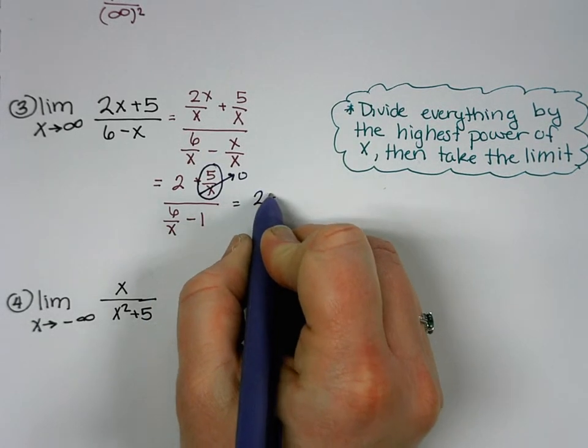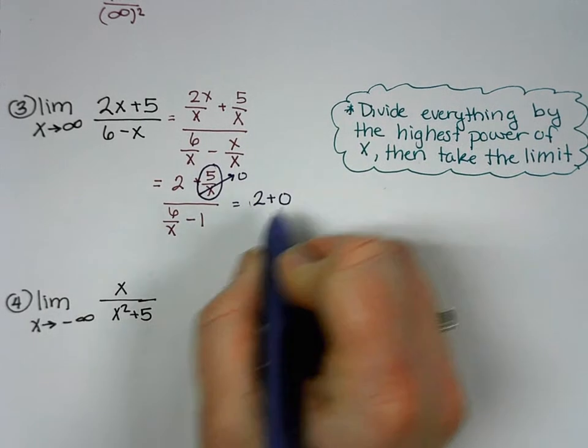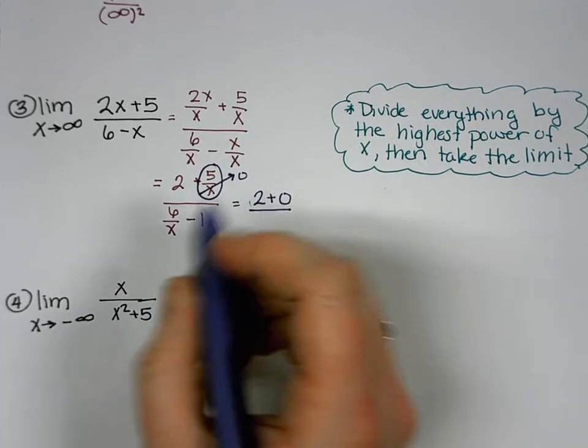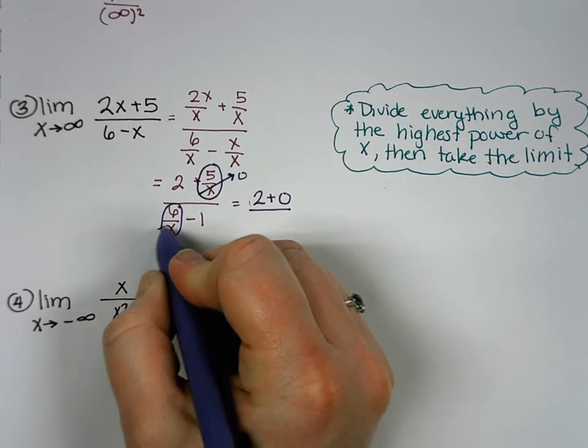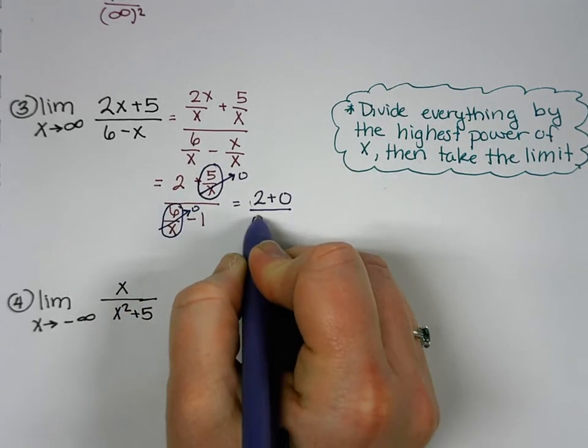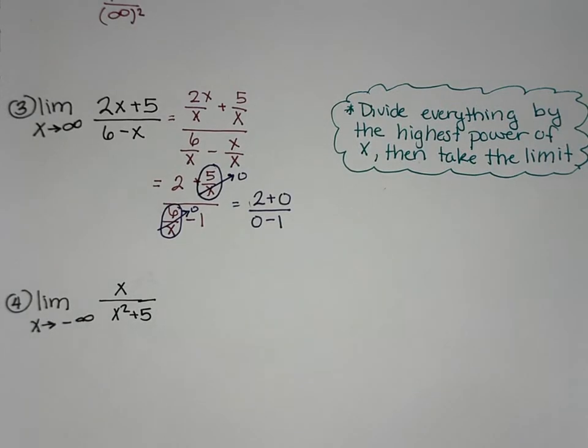So I have 2, because there's no variable there, so I can't really change it, but the 5 over x will become a 0. The limit of 6 over x, because x is in the bottom, will become 0, and I still have my minus 1. The reason we don't have to do the 2 and the negative 1 is because there's no variable there. There's nowhere to substitute x. So we're only doing the 0 for the ones that have x in the denominator.